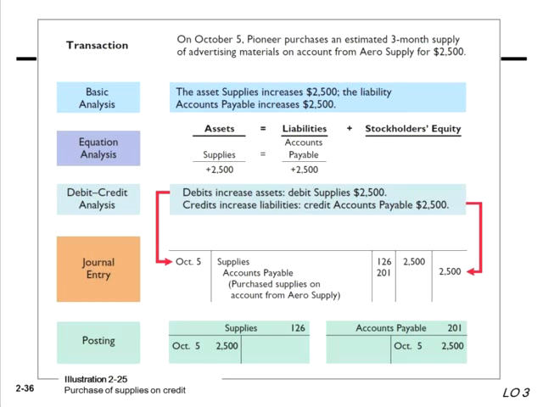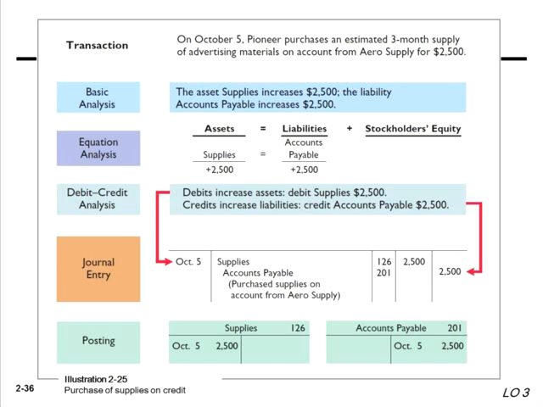The next transaction occurs on October 5th. Pioneer purchases an estimated 3-month supply of advertising materials on account, key phrase, from Aero Supply for $2,500. So they're purchasing supplies. Supplies is an asset. Since supplies is an asset, it's going to go up. In order to increase an asset, we're going to debit the account.